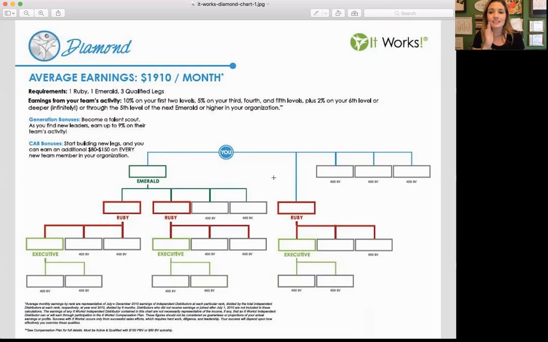So what that is, it's called your CAB. It's a commission acquisition bonus. So let's say you go diamond. This is why it's so important. You promote to diamond.